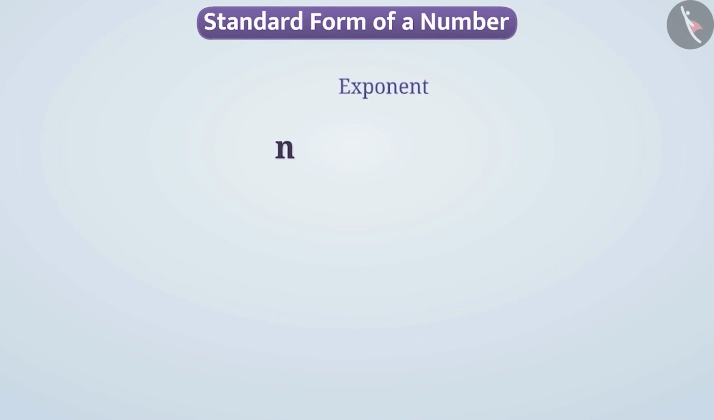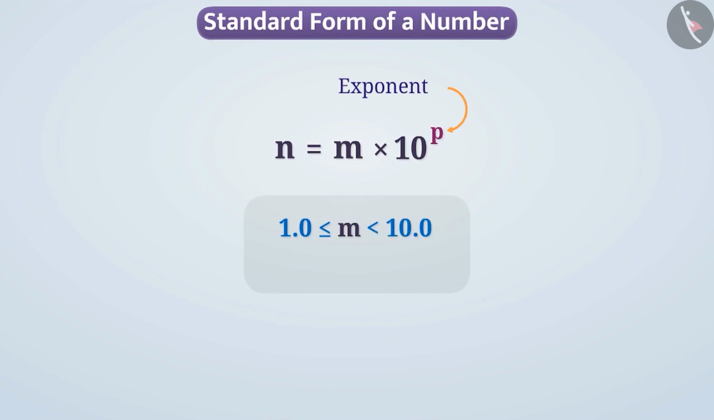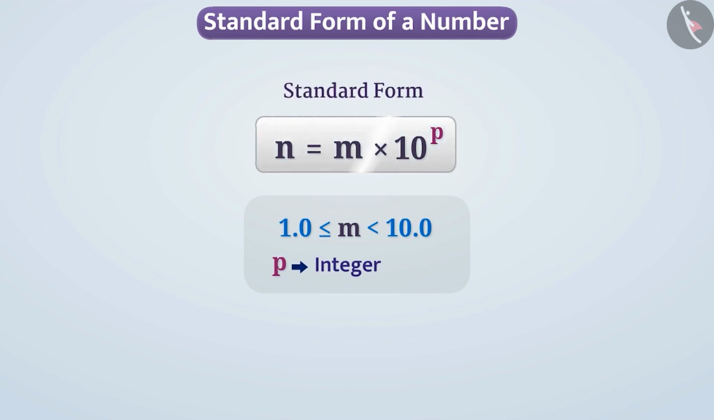We can express any number n using exponent as m into 10 to the power of p, where m is equal to or greater than 1.0 but less than 10.0 and p is an integer. This form of a number is called its standard form. We also call it the scientific notation of a number.